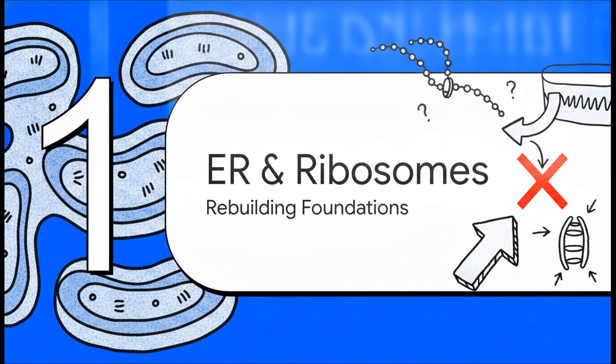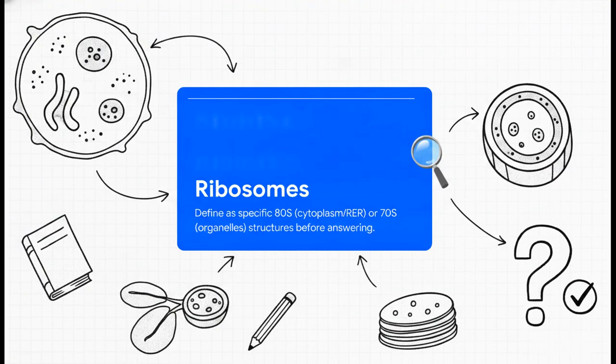Section 1. Endoplasmic reticulum and ribosomes. Rebuilding the foundation. Okay, so to make absolutely sure you never fall into that vague trap again, let's completely rebuild our foundational knowledge of the endoplasmic reticulum and ribosomes from the ground up. The absolute number one rule from the principal examiner reports is a concept we call terminology initiation. Basically, you must explicitly define your terms before diving into the main biological mechanism.